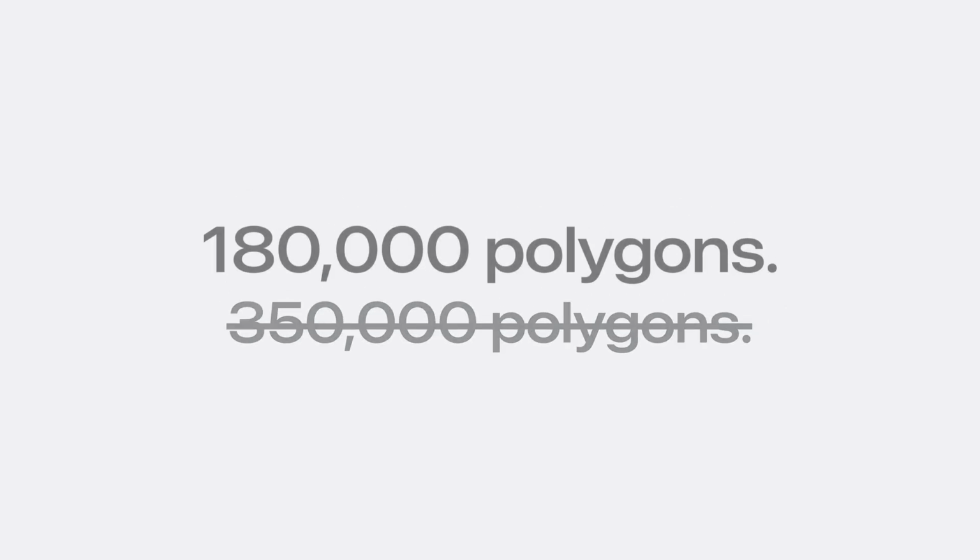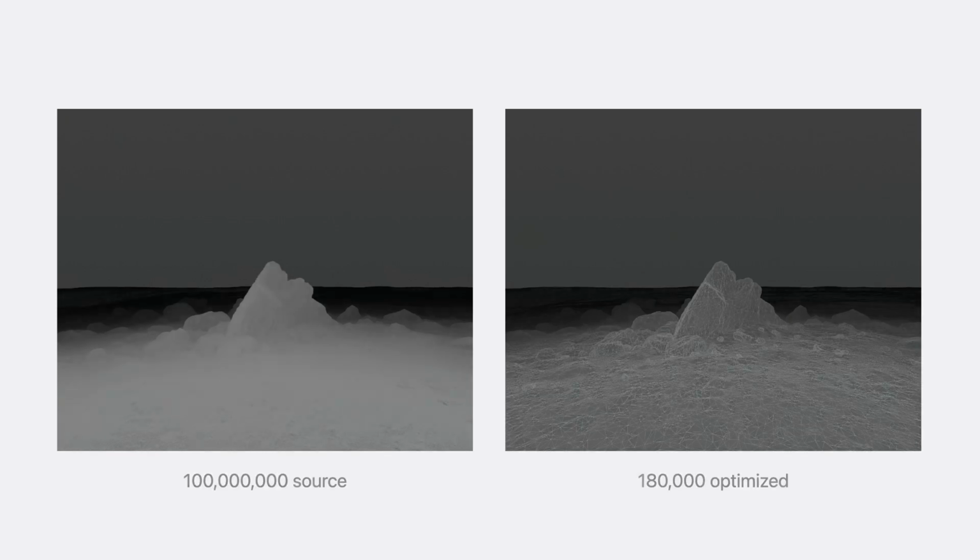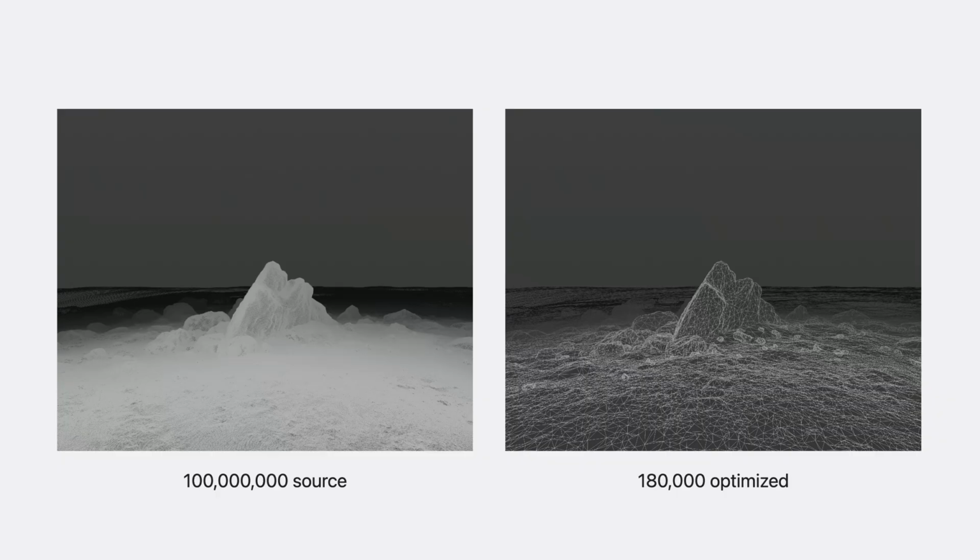The triangle count is now just 180,000. For an environment with this level of complexity, that's a fantastic place to be. Here's a side-by-side comparison, using a depth map for visualization. Same silhouettes, almost identical, but now it's running on just a fraction of the original geometry.